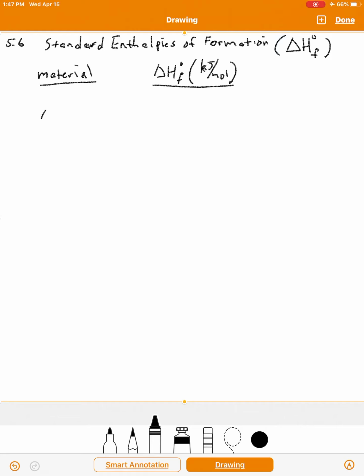So we have a few already, right? We have oxygen gas. We already said that we're going to define that one as 0. And hydrogen gas, we're going to define that as 0. And if we have graphite, we're going to define that as 0. So some materials are just given the value of 0. Other materials, that's an S by the way, other materials are measured.